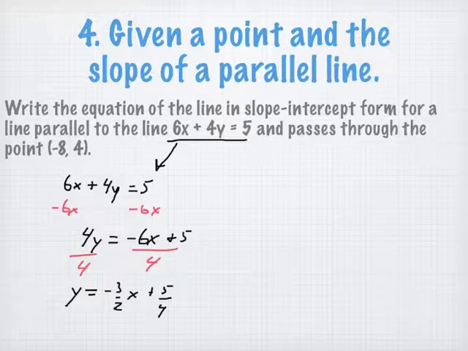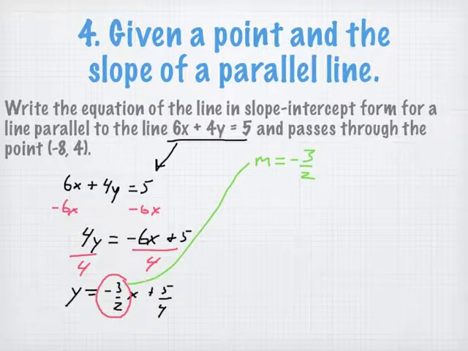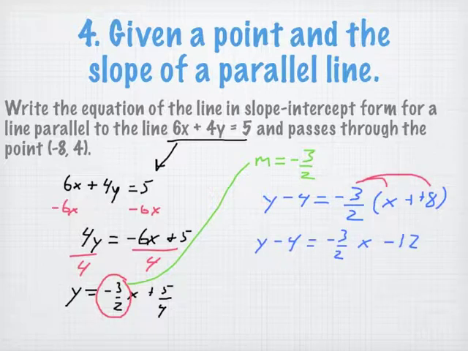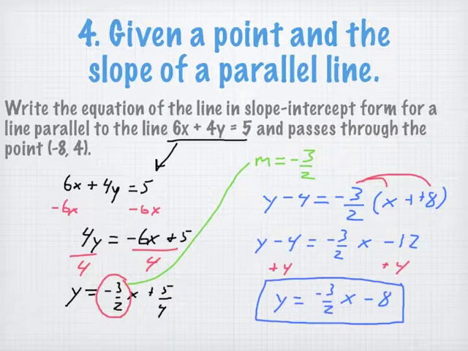And so I calculated y equals negative 3 over 2x plus 5/4. And so there we have the slope, negative 3 over 2. And so then all that's left to do is to use this slope and the given point and start with the point slope form. Of course, minus negative 8 is the same as adding 8. And so our final answer should be y equals negative 3/2 x minus 8.